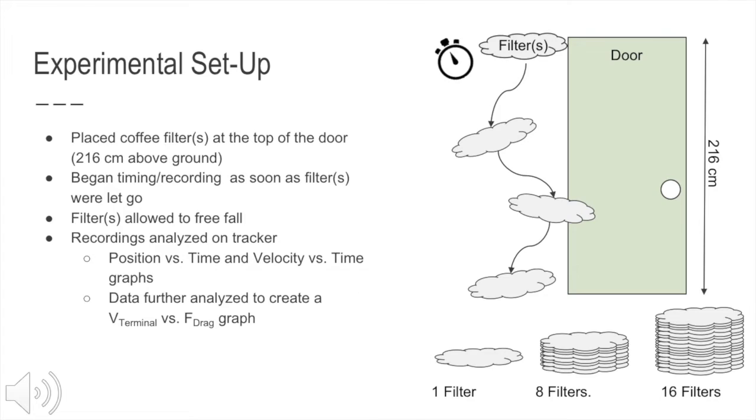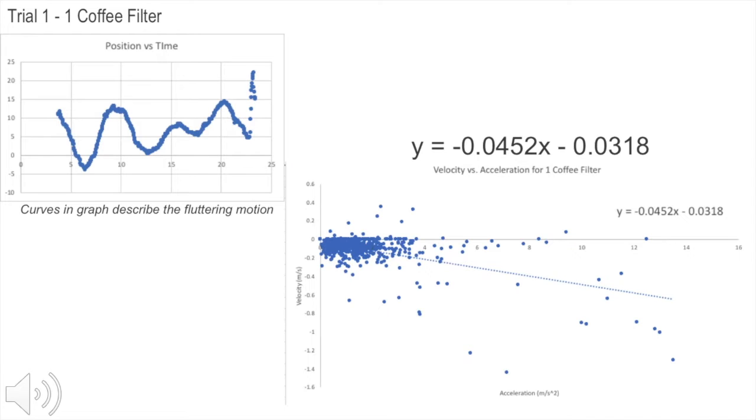The first trial had 1 coffee filter, and the position is moving up and down due to the coffee filter's fluttering. We then took a velocity versus acceleration graph and used a line of best fit to later figure out our terminal velocities.